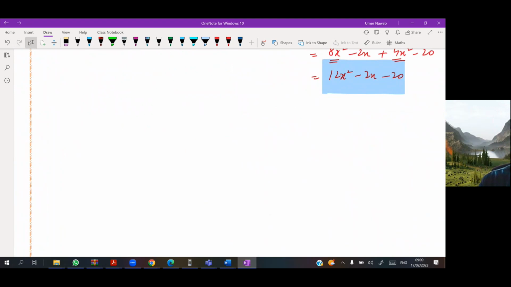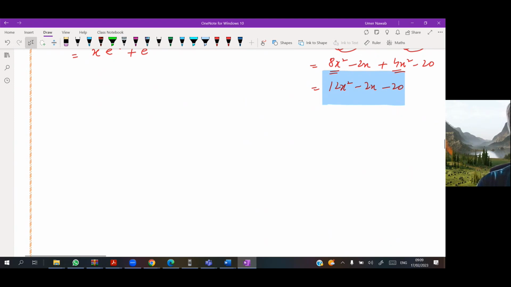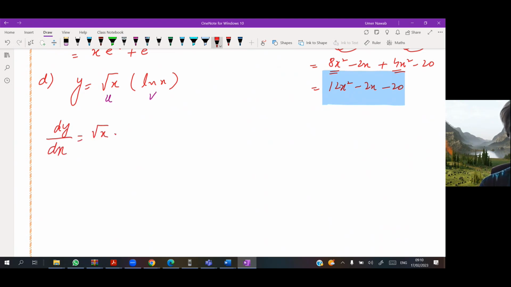Next question, A, B, C. I'm going to go to the D part. In the D part, he gave y is equal to square root of x times ln of x. I'm going to call it u, and this is v. So dy by dx: square root of x as it is, derivative of ln of x is 1 over x, plus ln of x as it is.